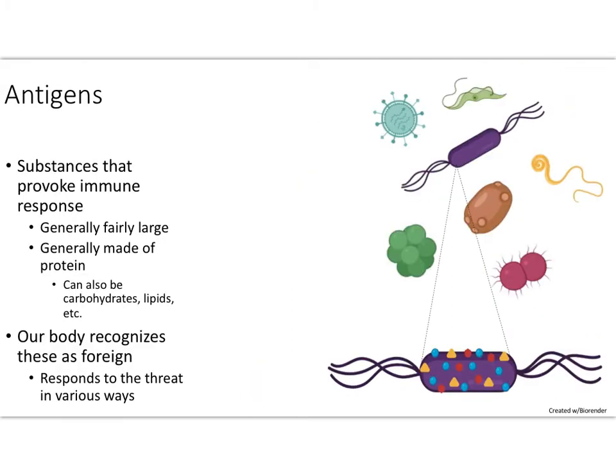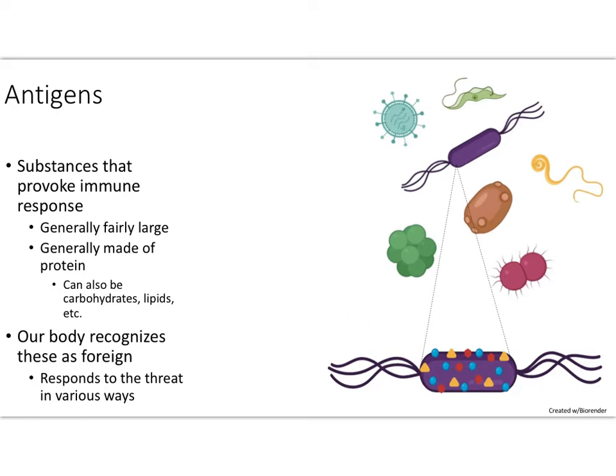The first thing that we need to start developing the adaptive immune response are antigens. Antigens are substances that provoke the immune response. Typically, they are fairly large. Typically, they're made of protein, but they can also be things like carbohydrates, lipids, etc. And basically, these are things that our body recognizes as foreign. And because our body recognizes them as foreign, we consider them a threat and respond to them in various ways.